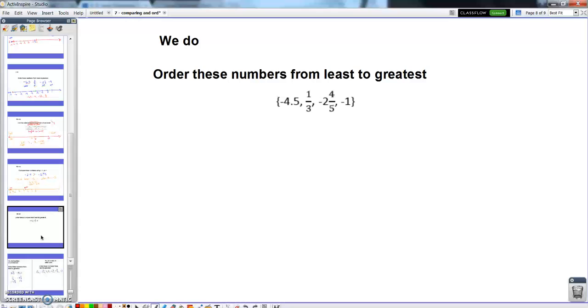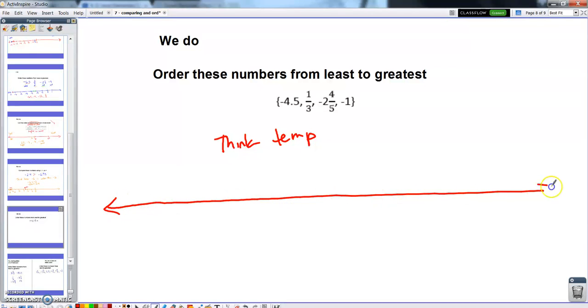Same thing, but we're doing it with 4 numbers at the same time. Again, if you think temperature, this might help, right? The coldest temperature would be negative 4. The warmest temperature would be the only one above 0. So if you think temperature, that will probably help you do it. I have an easy time ordering them if I think temperature. But if not, number line's your best way. So I only have to really go up to 1 and back to about negative 5.